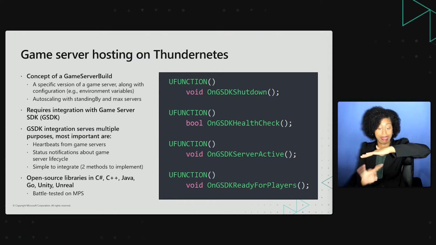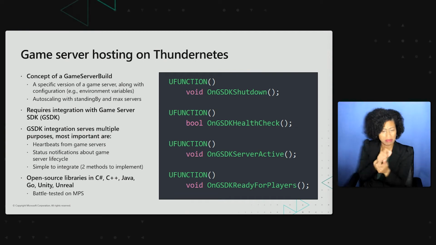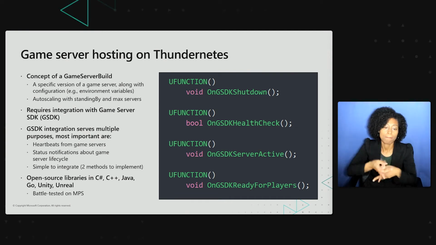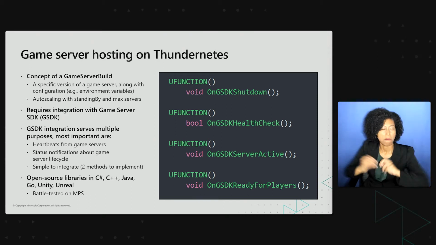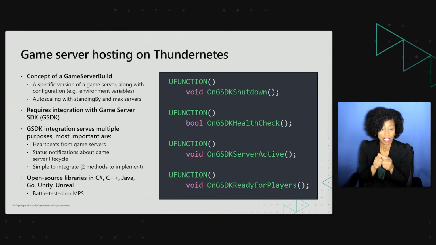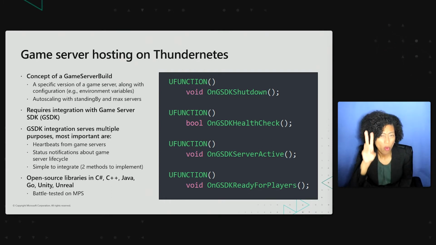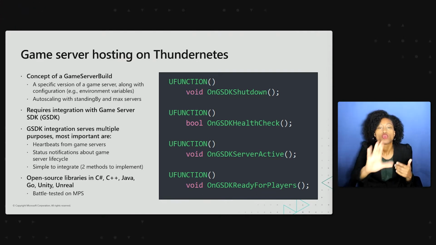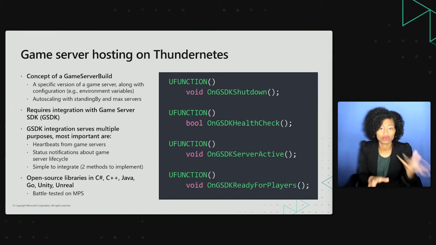But what if I'm working on my game? What does my game server specifically need? Those are some concepts that we borrowed from MPS. That's what I said, we use all this experience to build Thundernetes. So first of all, we have the GameServerBuild. A build is actually a specific version of a game server, so your build 0.1, 0.2, whatever, along with any other configuration: environment variables, configuration files, certificates, assets to mount from storage, everything.